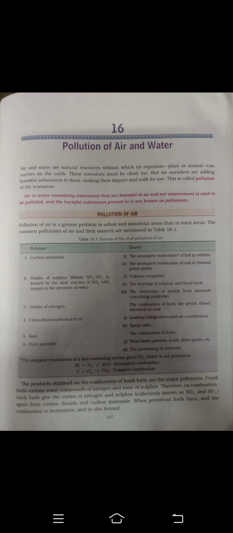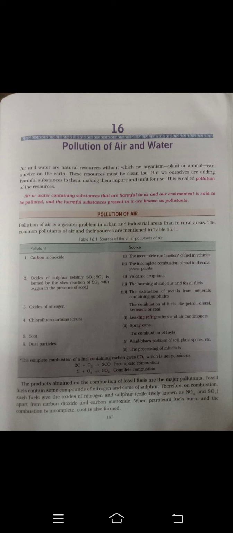Pollution means gandagi. Air or water containing substances that are harmful to us and our environment is said to be polluted, and the harmful substances present in it are called pollutants. So here we will study about the pollution of air, that is, how do we pollute air. Pollution of air is a greater problem in urban and industrial areas than in rural areas. Urban means cities, towns. Rural areas means villages.